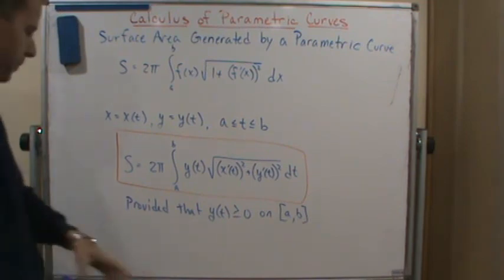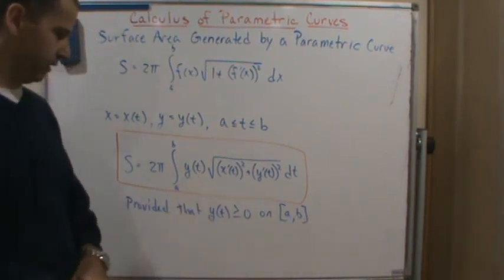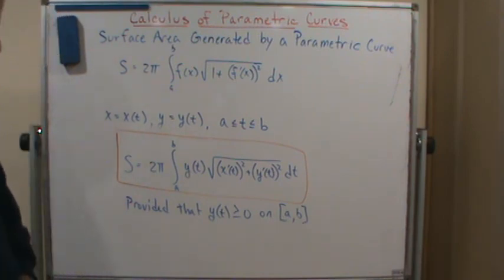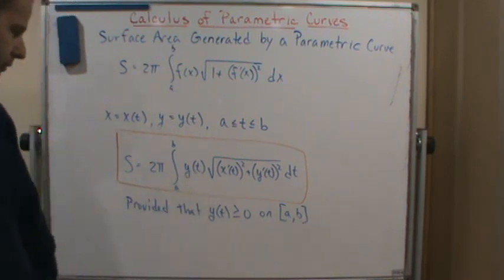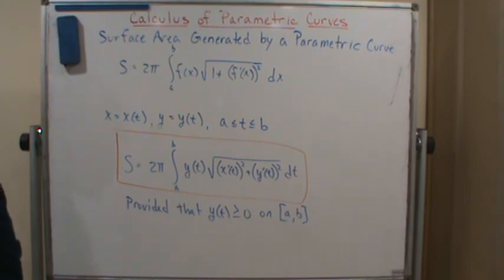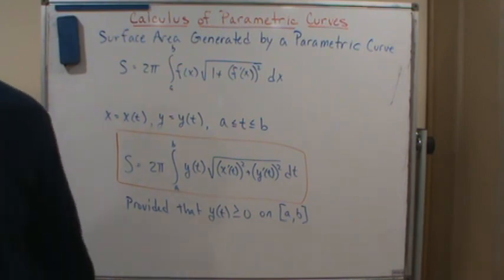Okay? And again, this is provided that this is non-negative over the closed interval. Okay? So now let's do an example.